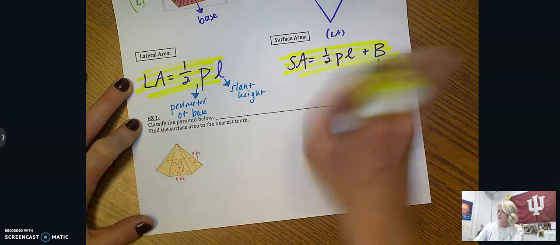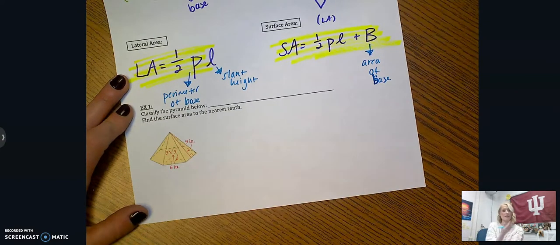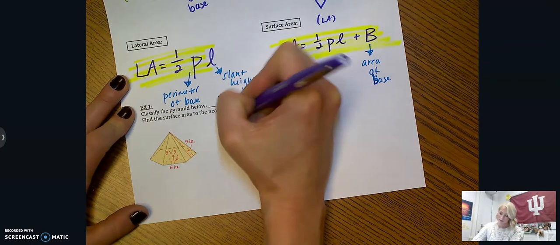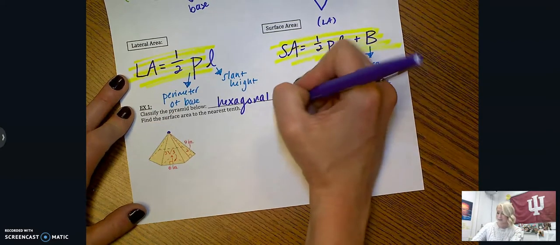So the first example here is, again, the base is a hexagon. So to classify it, I would call this a hexagonal pyramid. It comes to a point at the top. This is not a prism, it's a pyramid.